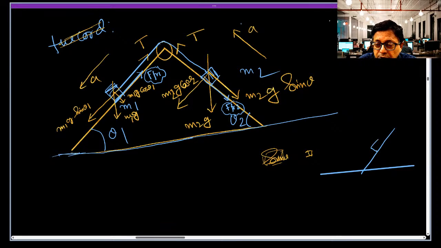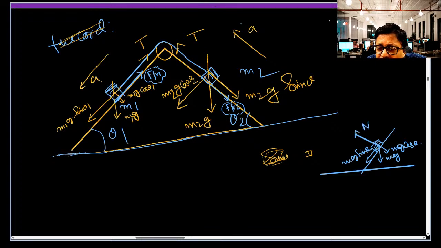If the coefficient of friction is mu, mg down, mg sin, this way mg cos, isn't it? Mg sin, mg cos. Force of friction, how do you find?